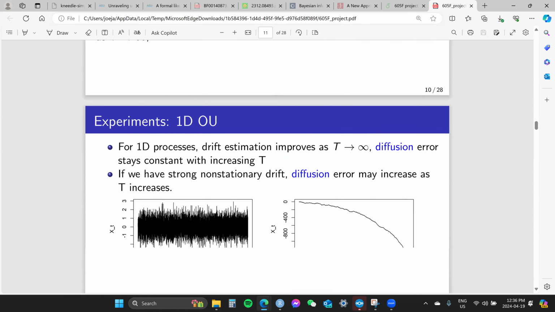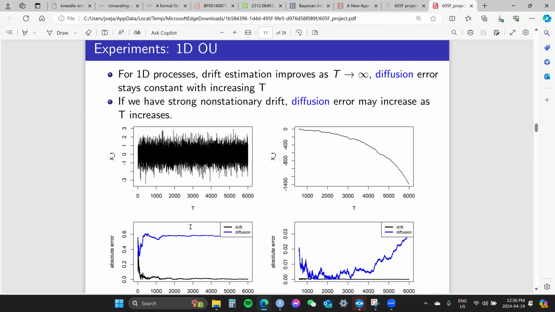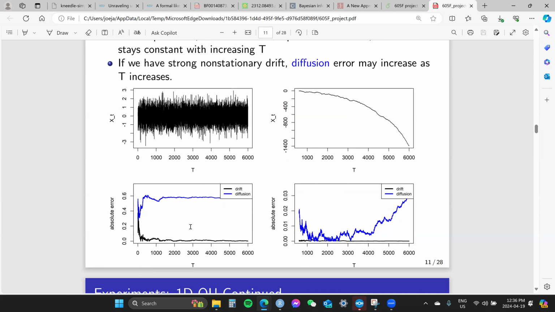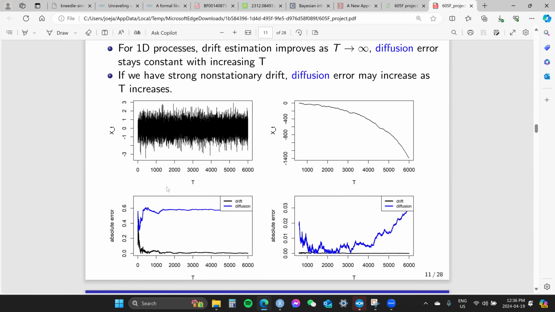Pavliotis did just one simple experiment with this 1D case, which you'll see on the left here. I did one example of what the Ornstein-Uhlenbeck process will look like. You see that as we increase T, while keeping delta T constant, the error in the drift estimation goes to 0, but the error in the diffusion stays quite constant. That follows what Vince just said with the theory: diffusion error depends on your time granularity, and drift error depends on big T.